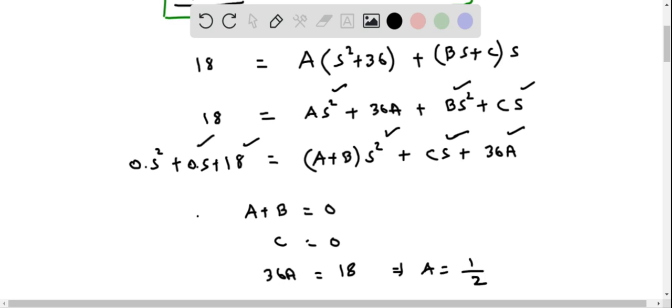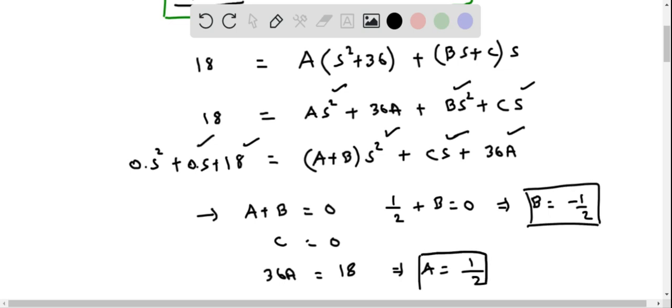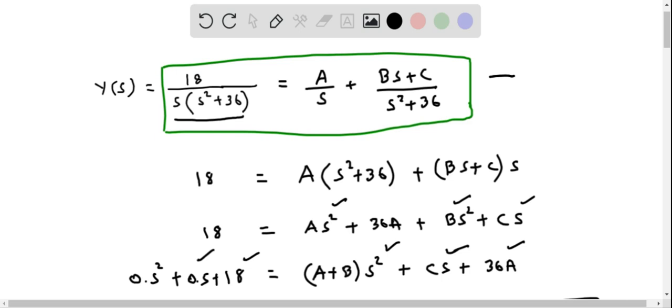Now plug in A equal to half into this equation. We get 1 by 2 plus B equals 0, or otherwise B equals negative half. So we have determined the values of A, B, and C. C is already 0, which means we can plug it into this equation.